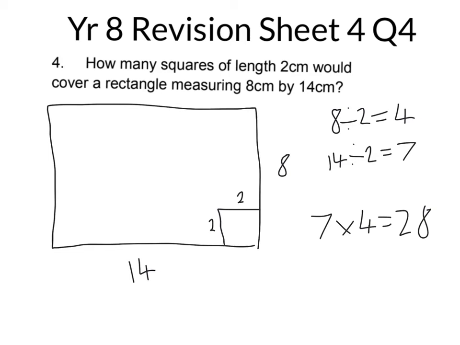The other way to do that question would be that the area of the square that's 2 by 2 is 4. The area of the whole thing is 14 by 8, which is 80 and 32, 112. And then you'd see how many times would 4 divide into 112, and the answer for that is 28 as well. Okay, so 112 divided by 4 equals 28.